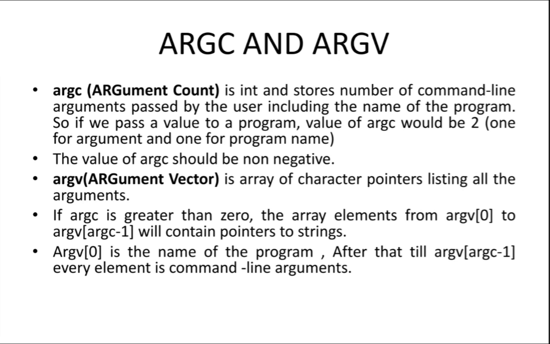Before explaining these APIs, first you need to understand what is ARGC and ARGV in Unix. ARGC is nothing but argument count. It is going to store the number of command line arguments passed by the user, right? It includes the name of the program also.